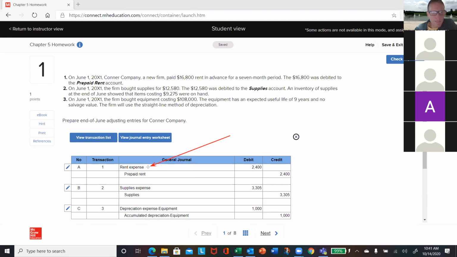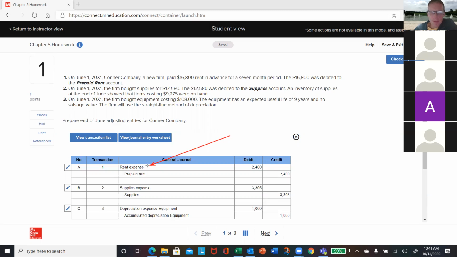Notice where we debited rent expense and credited prepaid rent for $2,400. That was on the journal. That was our adjusting entry. The other thing that might come up in terms of test questions or quiz questions is, what if we did not record these adjusting entries?